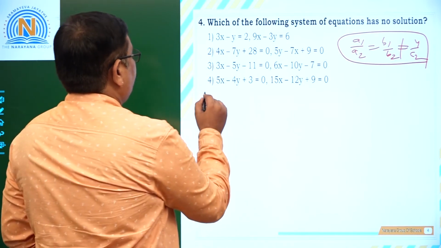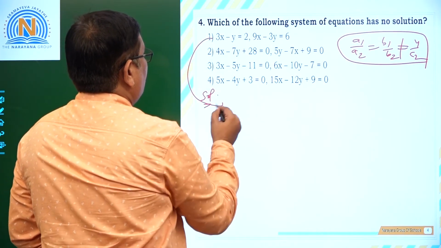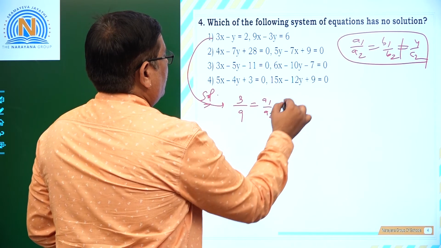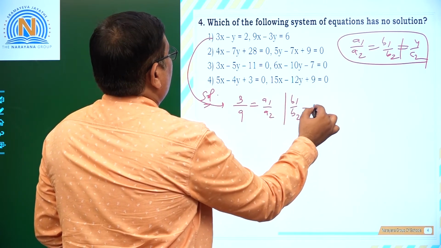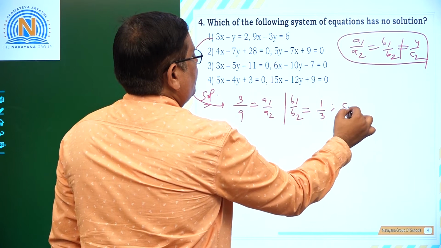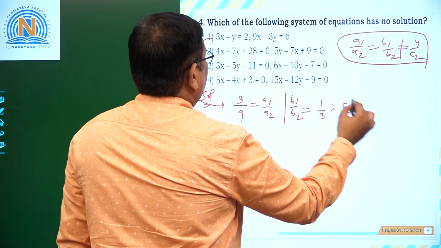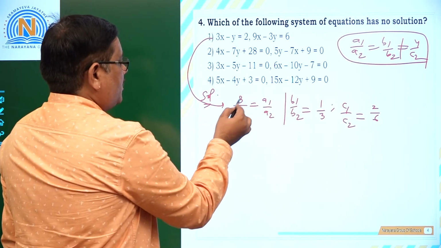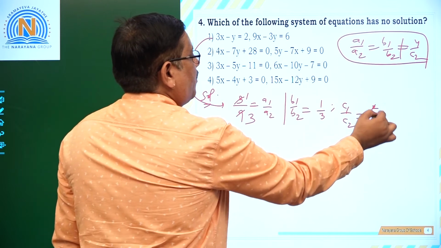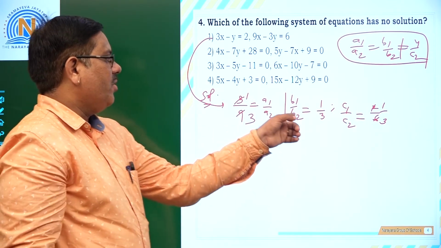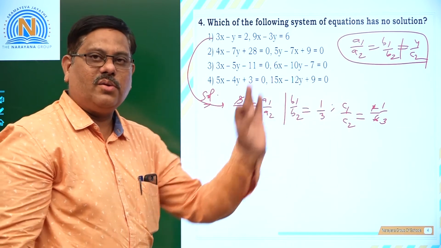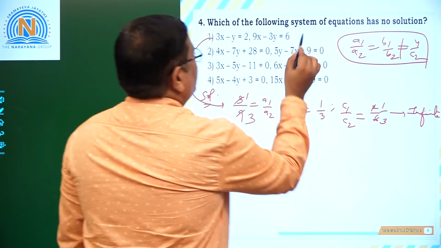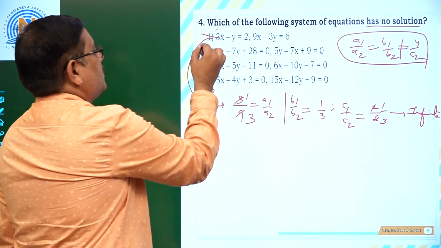Let us see the first one. First one, you see this one here, 3 by 9, that is a1 by a2. What about b1 by b2? 1 by 3. What about c1 by c2? That is 2 by 6. Here this is 1 upon 3. Here 1 upon 3. Here also 1 upon 3. Means what? a1 by a2 is equal to b1 by b2 is equal to c1 by c2. Means they have infinite solutions. This is a case where they have infinite solutions. But he is asking no solution. So this is not the right answer.